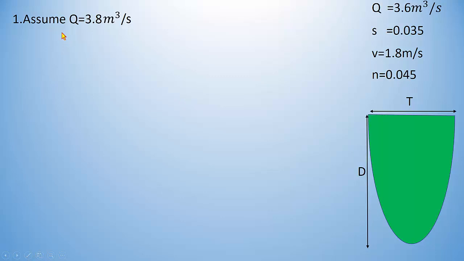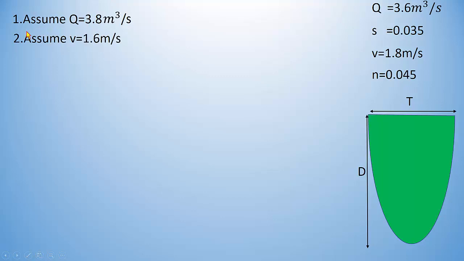The first step is we assume the discharge a little bit higher than the given. So we assume a little higher, that is 3.8 meter cube per second, which is a bit higher than 3.6 meter cube per second. But why do we keep the discharge more than the given discharge? It is similar to the factor of safety taken in various engineering purposes. For a safe limit, we increase the value of discharge here.